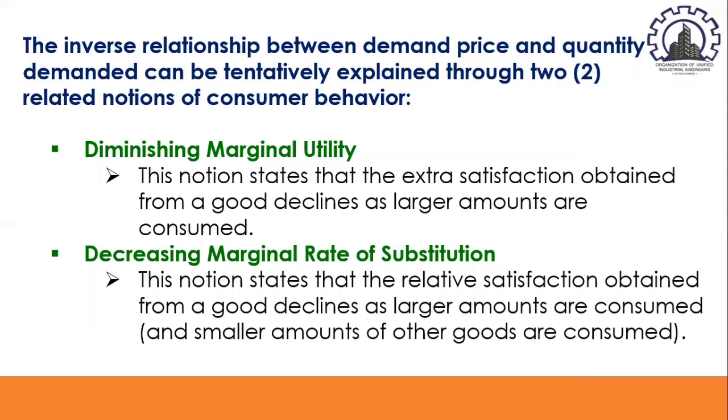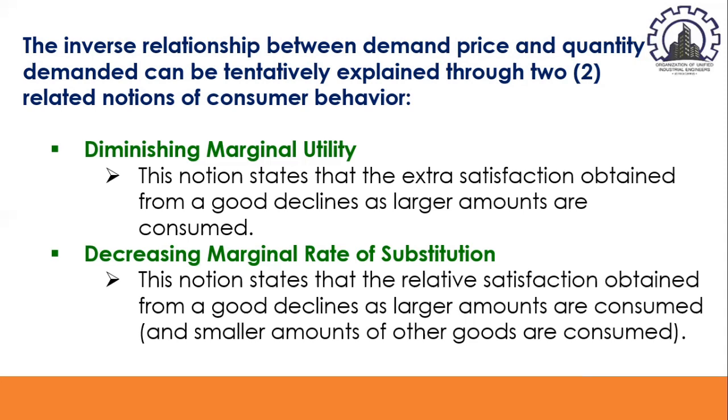So the inverse relation between demand price and quantity demanded can be tentatively explained through two related notions of consumer behavior. First, we have the diminishing marginal utility and the decreasing marginal rate of substitution. So what's the difference between the two then? Well, if we say diminishing marginal utility, this notion states that the extra satisfaction obtained from a good declines as larger amounts are being consumed.